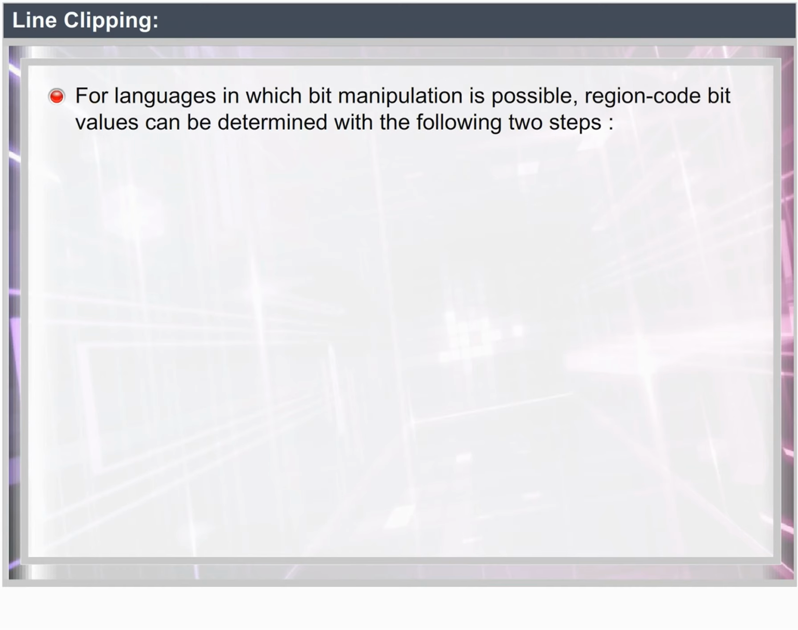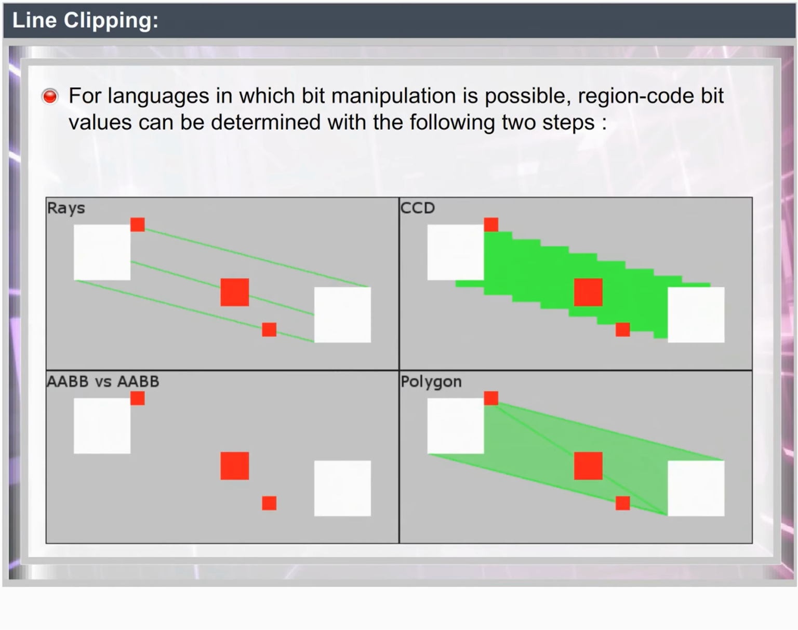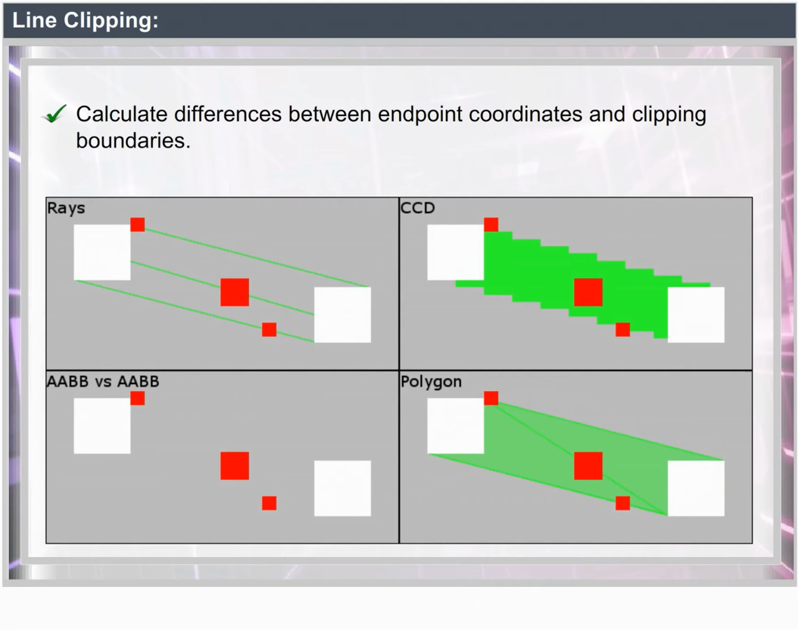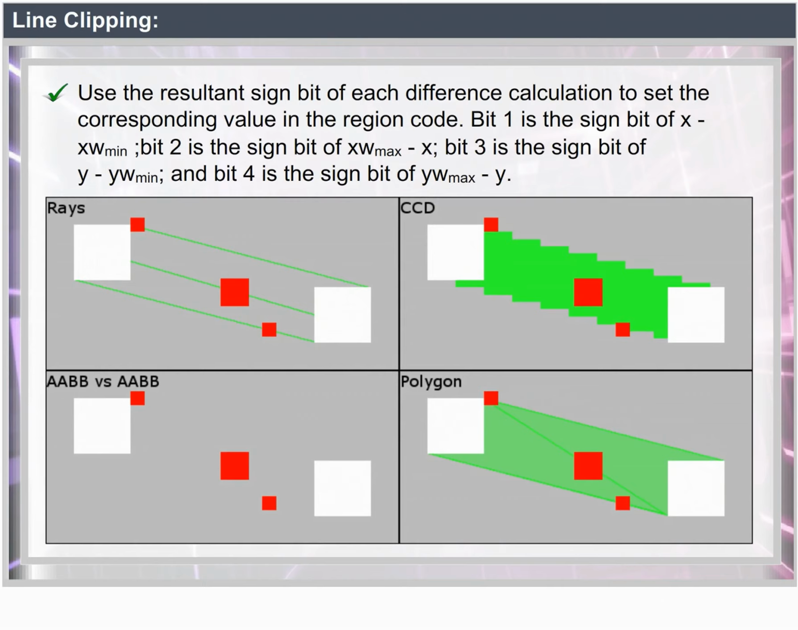For languages in which bit manipulation is possible, region code bit values can be determined with the following 2 steps. 1. Calculate differences between endpoint coordinates and clipping boundaries. 2. Use the resultant sign bit of each difference calculation to set the corresponding value in the region code. Bit 1 is in the sign bit of x minus xw min, but bit 2 is in the sign bit of xw max minus x. Bit 3 is in the sign bit of y minus yw min, and bit 4 is in the sign bit of yw max minus y.